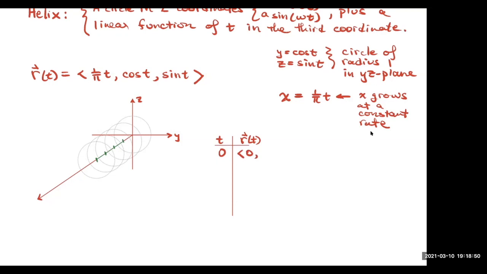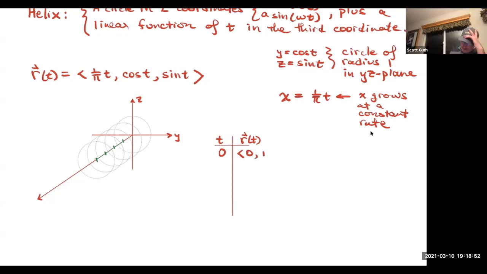Cos 0 is 1 and sine 0 is 0. So I would just plot this point right there. Okay, with t equal to pi over 2, then what I'm going to get is 1 over pi, so that's going to give me a half on x. And then cosine of pi over 2 is 0, and sine of pi over 2 is 1.